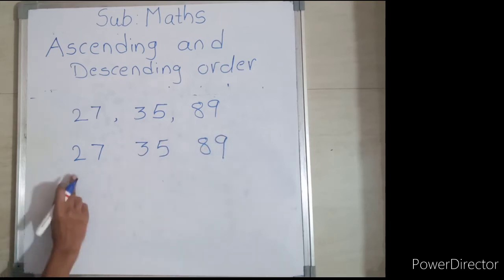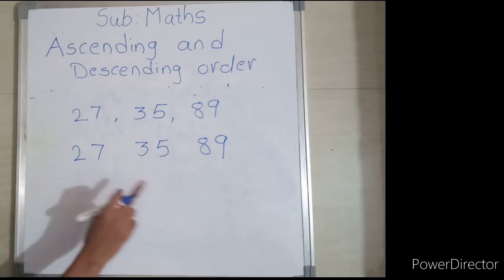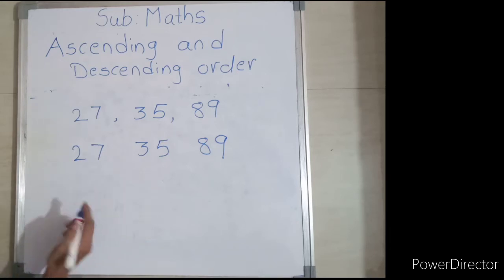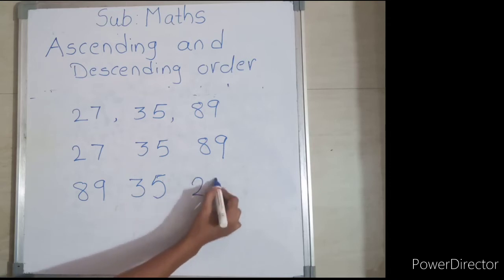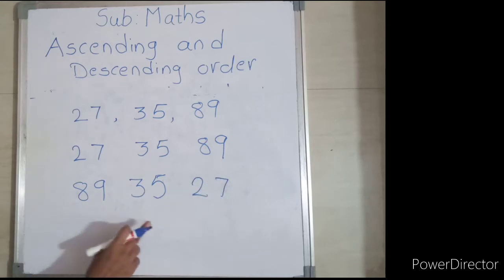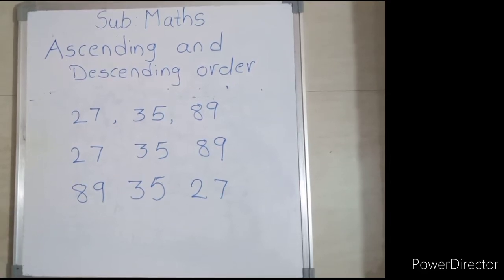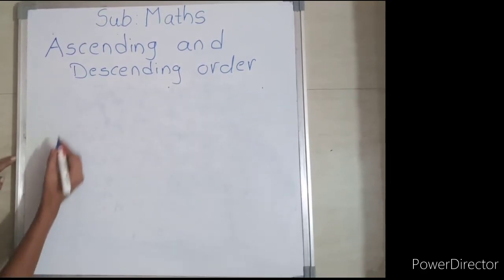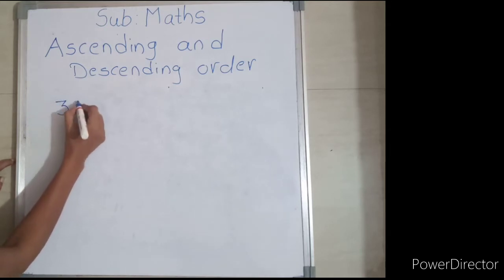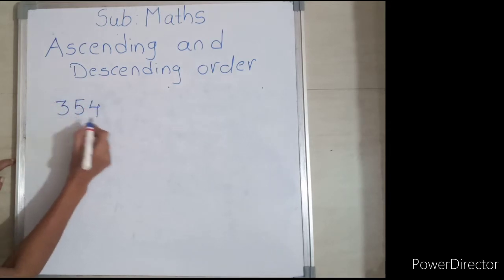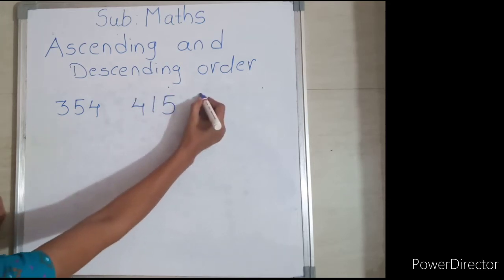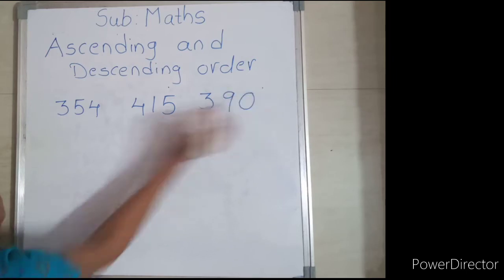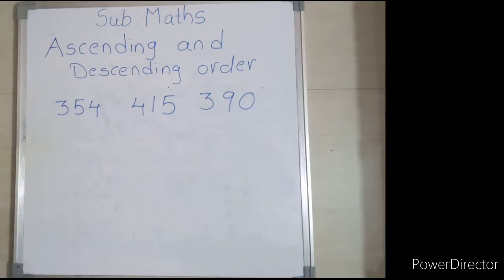So I arrange these numbers from smaller to bigger. It is in ascending order. If I arrange this from bigger to smaller, then here it will come 89, 35 and 27. So it is in descending order. See the next numbers: 354, 415 and 390. Now these three numbers are here.